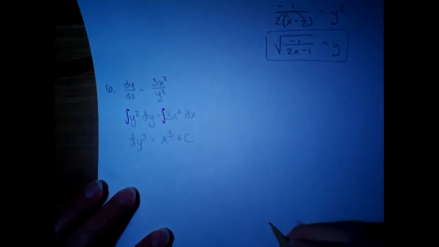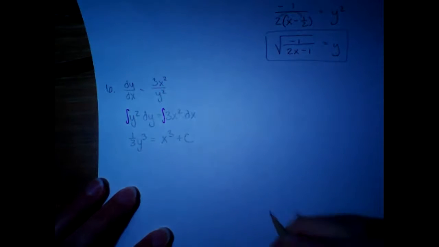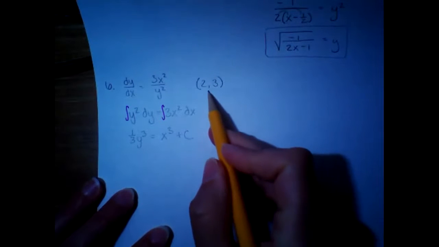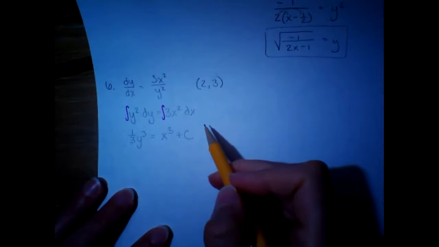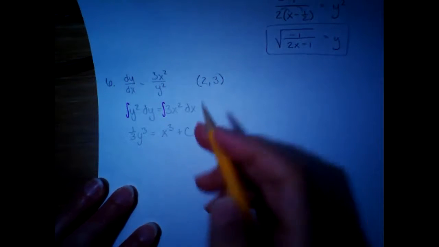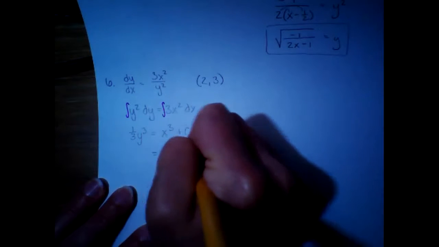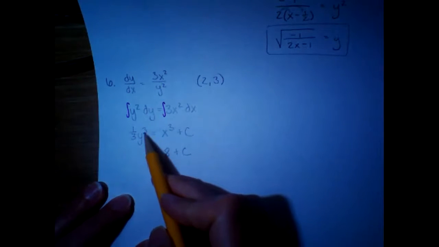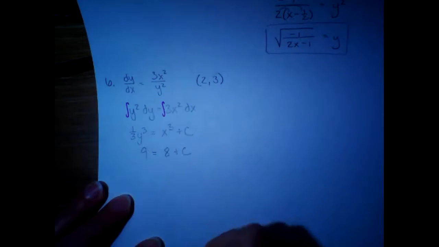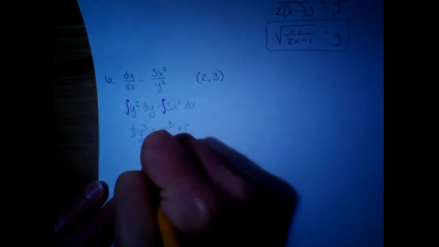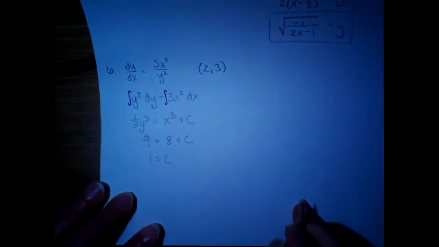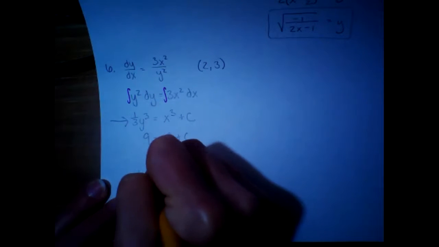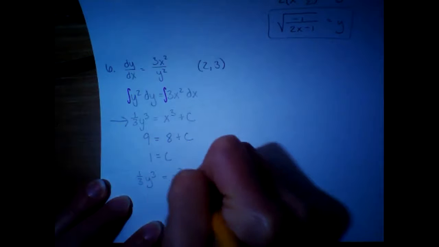Oh, and this one had an initial condition. I'm sorry, I should have written that when I wrote down the problem. It says the curve passes through the point 2, 3. So we're going to plug in 2 for x and 3 for y. So if x is 2, 2 cubed is 8. And then y is 3, so 3 cubed is 27. 1/3 of 27 is 9. Subtract this over, and so c is 1. So I'm going to recopy this step and put in 1 for c.